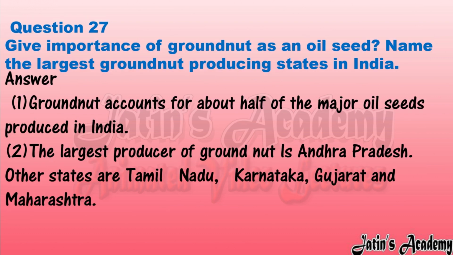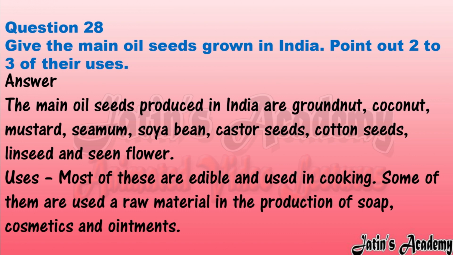Question 27. Give the importance of groundnut as an oilseed. Name the largest groundnut producing states in India. Answer: 1. Groundnut accounts for about half of the major oilseeds produced in India. 2. The largest producer of groundnut is Andhra Pradesh. Other states are Tamil Nadu, Karnataka, Gujarat, and Maharashtra.